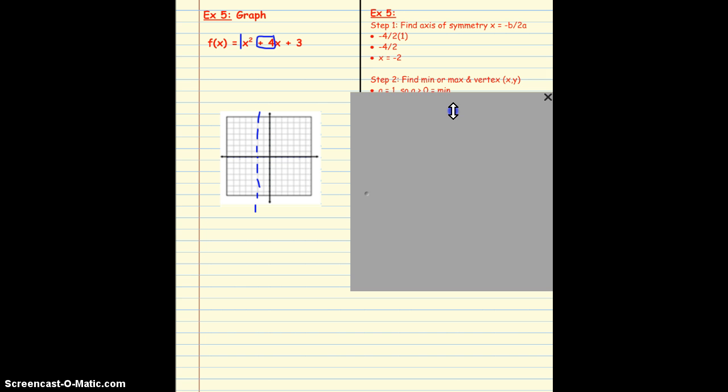Well, to find our maximum or minimum, we look at our a value. A is 1. That means it's greater than 0. It means we're having a minimum. So our graph is going to look like this kind of parabola. It's going to be U-shaped.